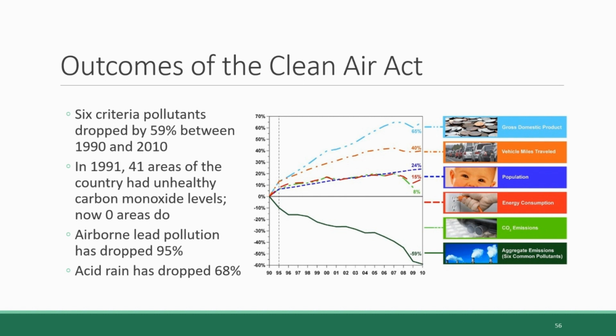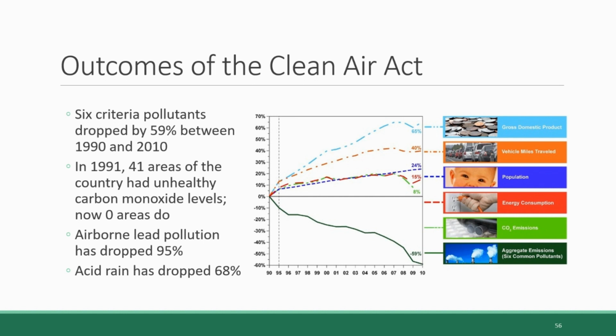So the point is, looking at this graph, that even as these other metrics have continued to go up or remain steady, these 6 criteria pollutants have dropped. Specifically, they fell by 59% between 1990 and 2010. So this means that the country has been held to stricter standards under the Clean Air Act, in the sense of how clean our technology has to be, how clean vehicles have to be, how clean power plants have to be. And that has had a huge positive effect on air quality.